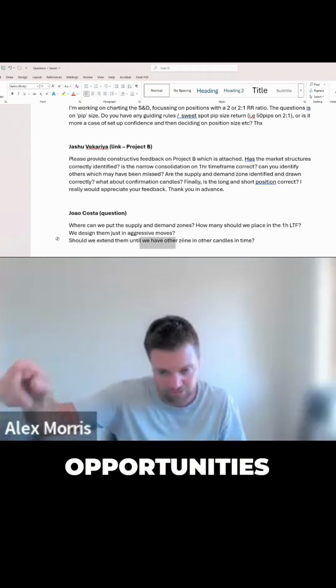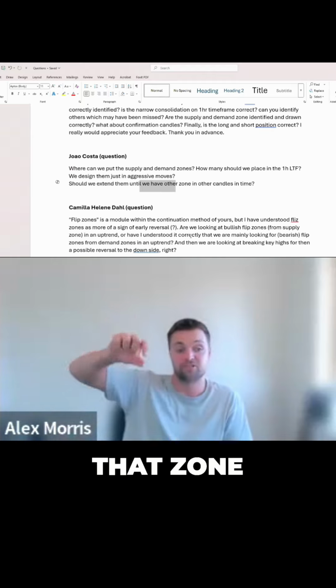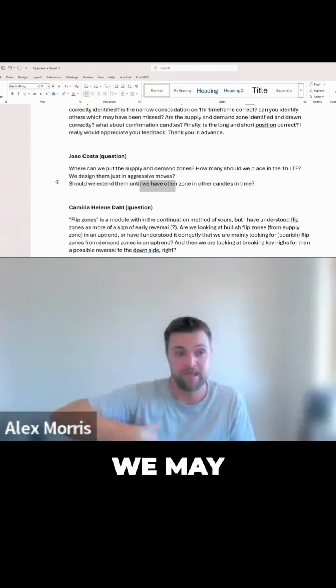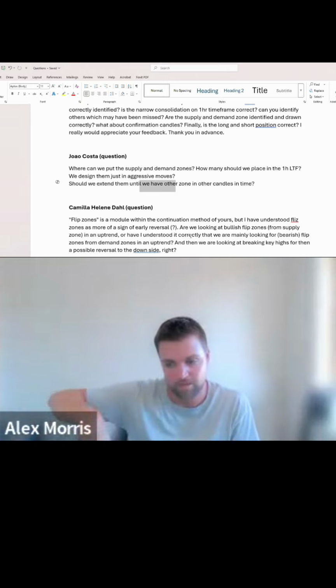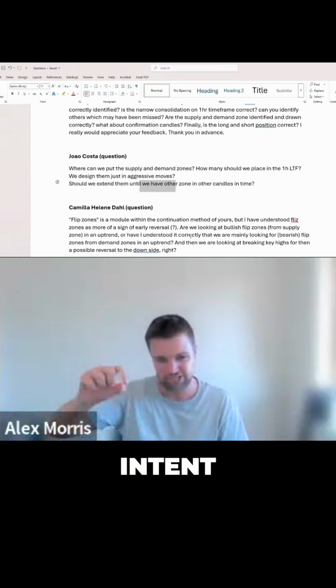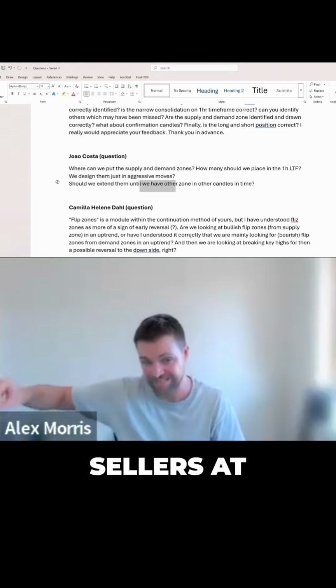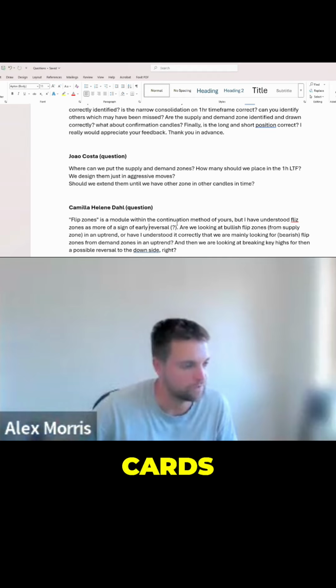We don't look at opportunities again from that zone because it shows that zone isn't as strong as previously thought. We may have had an aggressive move to the upside or downside, but there's no clear continuation. There's no further intent. It's showing buyers or sellers at that level are starting to dominate, and there may be a reversal on the cards.